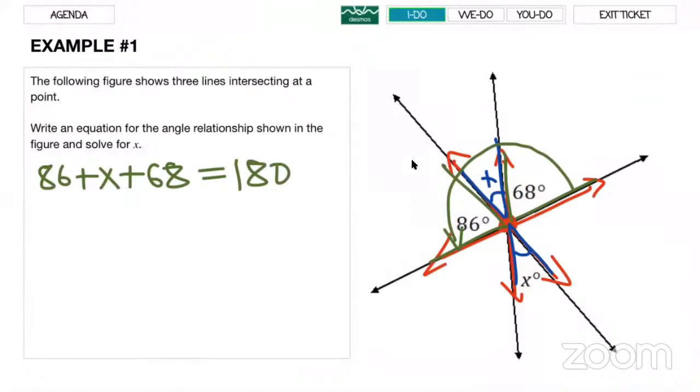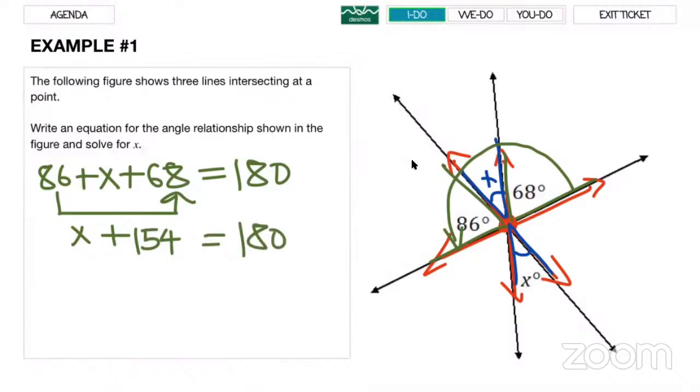So this is about writing an equation that represents this diagram to figure out the missing angle or missing variable. We already know how to solve equations. We practiced a lot. So you need to add 86 with 68, and x would be on the bottom because there is only a single x. 6 plus 8 is 14, and 14 plus 8 is 154. And that is equal to 180.